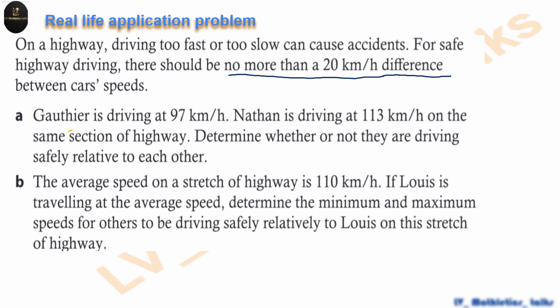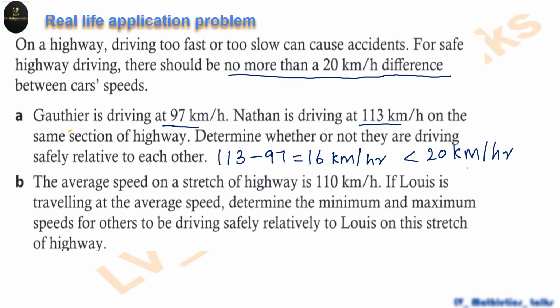So when is it a safe journey? When the difference is not more than 20 km per hour. So in this case, we need to find the difference between these two given speeds and see whether it is less than 20. That is the question. Okay, so let us do this operation. 113 minus 97. When you do this, what you get is 16, right? So 16 km per hour, which is less than 20 km per hour. So it is a safe journey. So we can conclude this as safe driving.